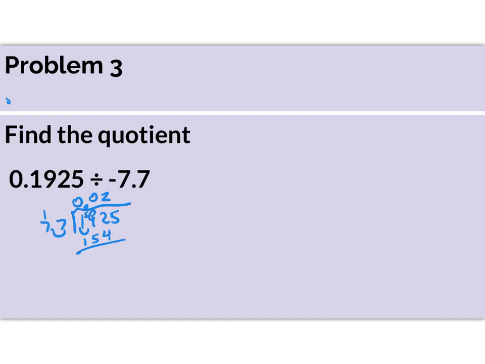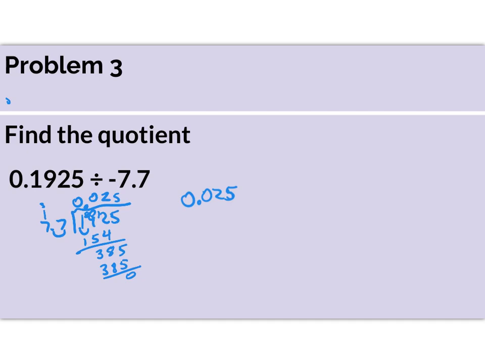Subtracting. Borrowing. 12 minus 4 is 8. 8 minus 5 is 3. 38 is smaller than 77. Let's drop our 5. 5 times 7 is 35, so let's try 5. 5 times 5 is 25. Carrying the 2. 7 times 5 is 35 plus 2. Oh, look at this one. Terminates. I love it. So 0.025.